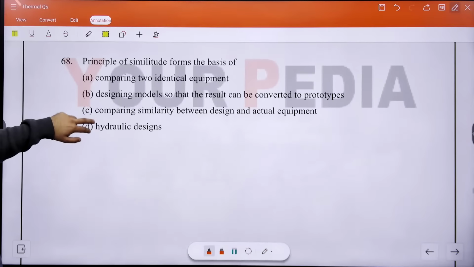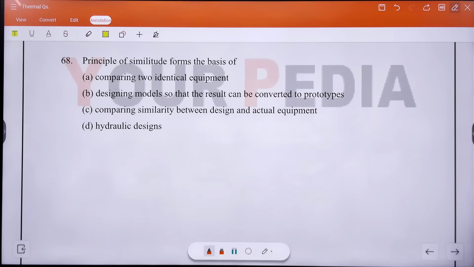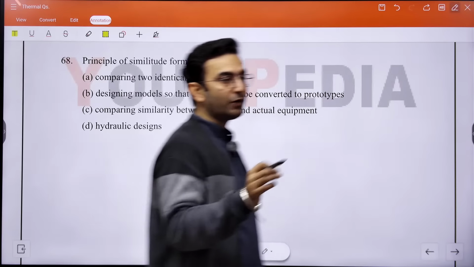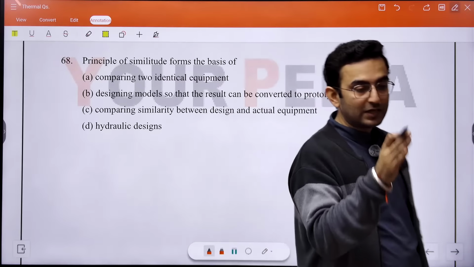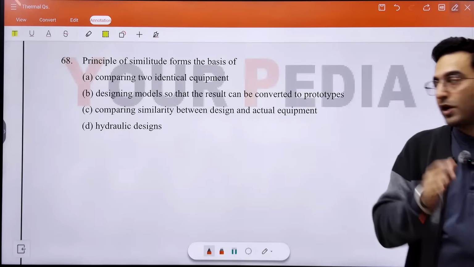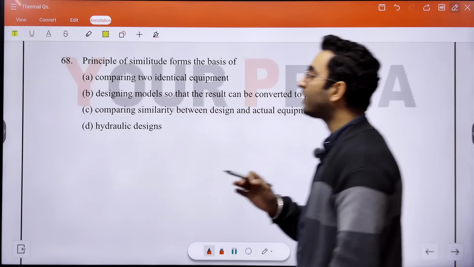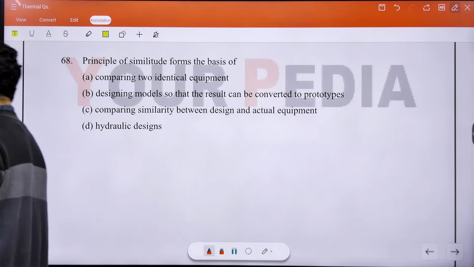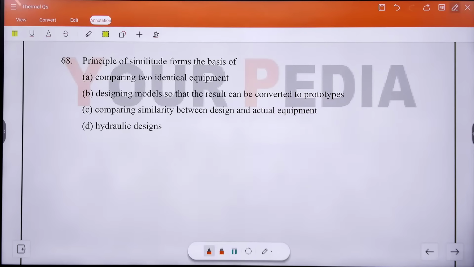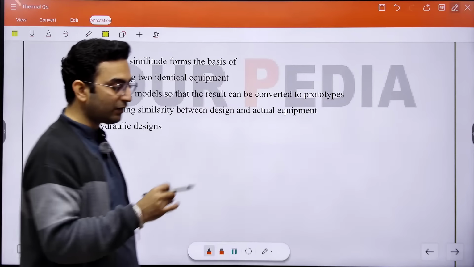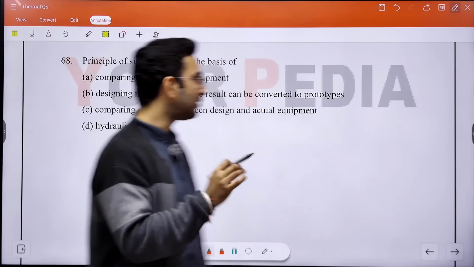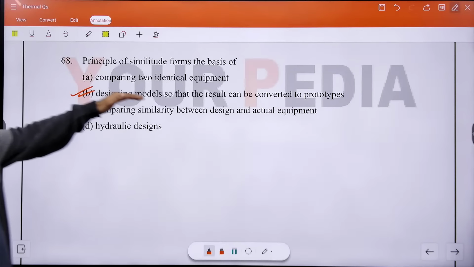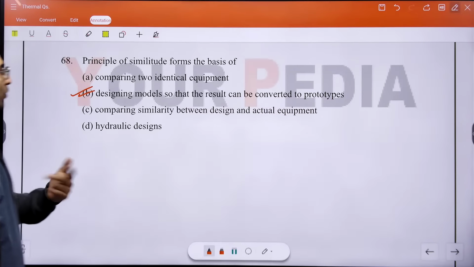Okay. Next, what is the principle of similitude? First of all, according to the principle of similitude, the testing can be done on the model and the result can be transferred from the model to the prototype here. So you have to create similarities between the model and prototype. There are 3 different types of similarities here. What are those similarities? We have dynamic similarity, kinematic similarity, and geometric similarity. Remember this condition. So I can say option B will be the correct answer here. Designing the model so that the result can be converted to the prototype here.